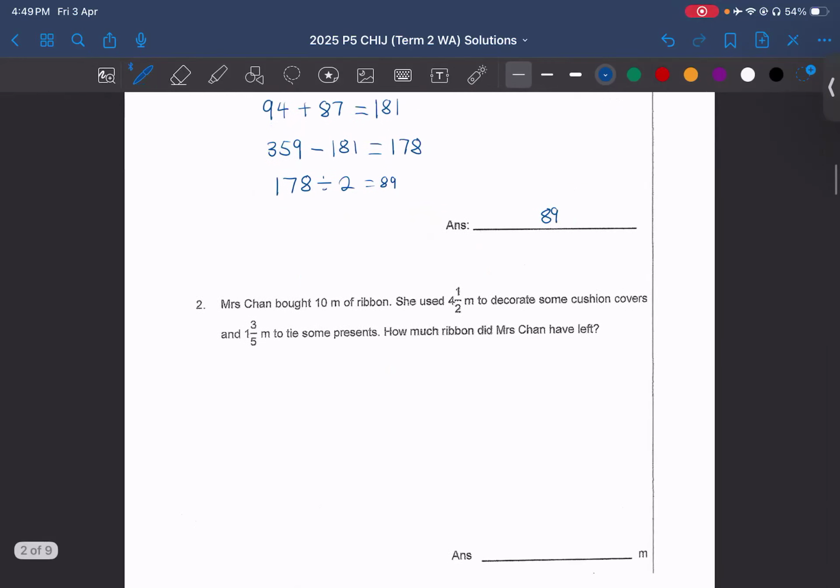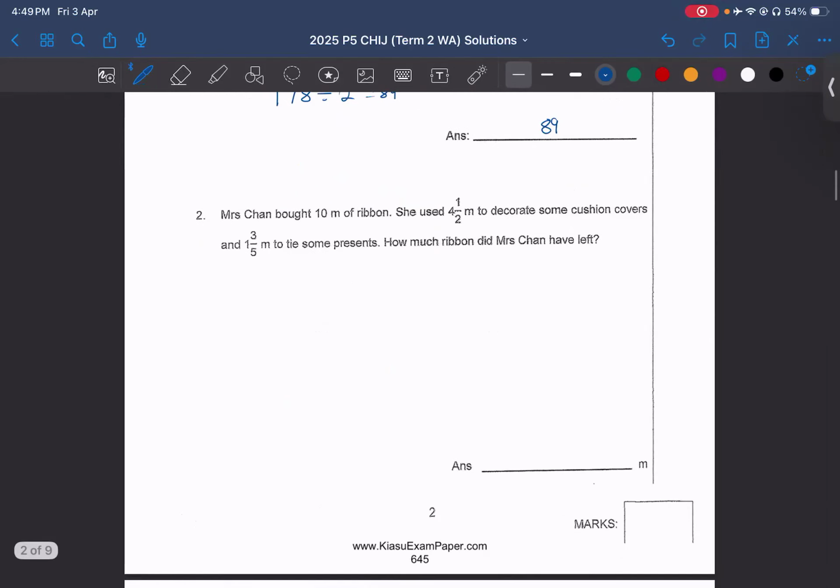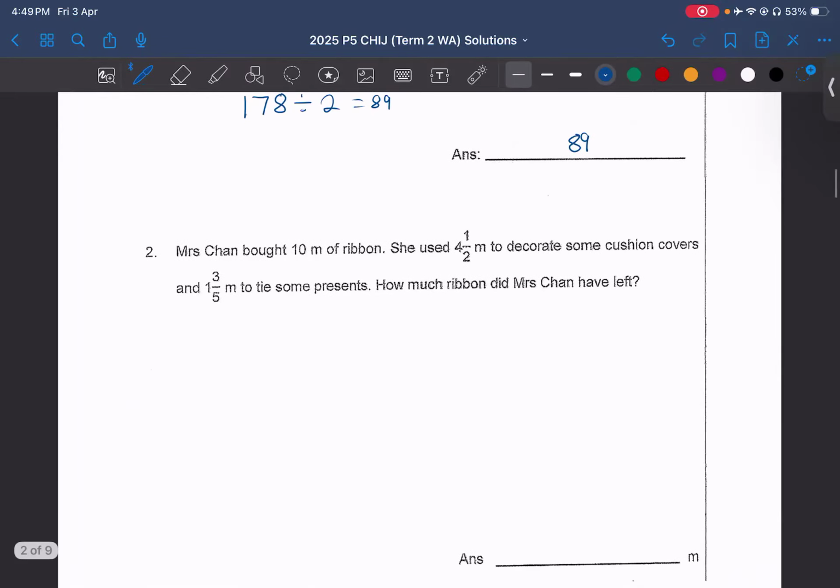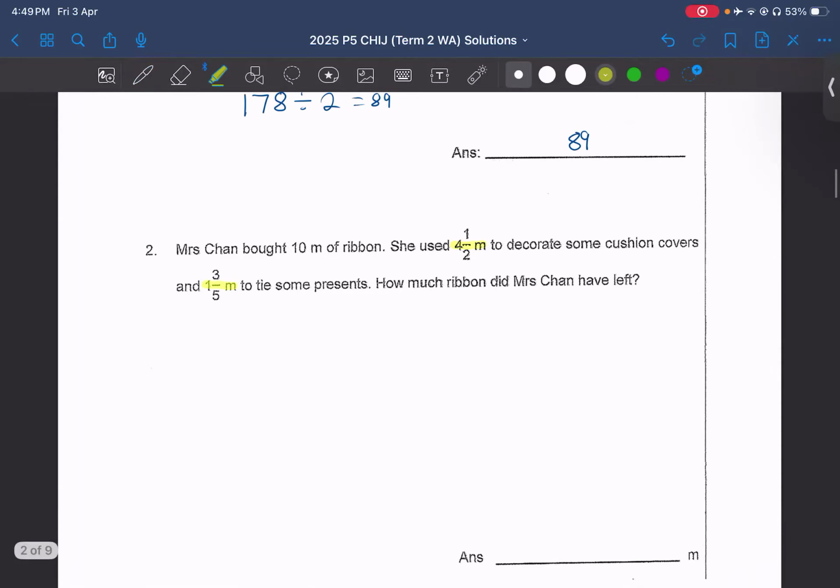Okay, now I'll move on to question 2. Mrs. Chan bought 10 meters of ribbon. She used 4.5 meters to decorate some cushion covers and 1 3/5 meters to tie some presents. How much ribbon did Mrs. Chan have left? In this case, the 4.5 meters and the 1 3/5 meters are all given in terms of a value.